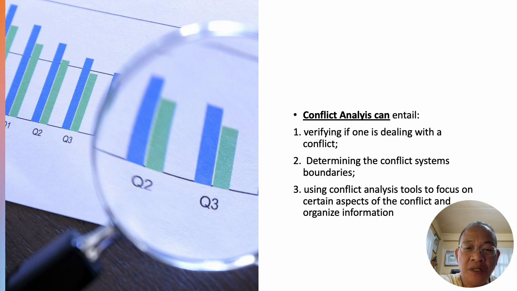Then number two, determining the conflict system's boundaries. So we have to understand the boundaries of the conflict. What kind of conflict is that? For example, is it a conflict of economic interest? Is it a conflict of political interest? Or is it a conflict on a personal level, making use of official channels, etc.? Then third is using conflict analysis tools to focus on certain aspects of the conflict and organize information.